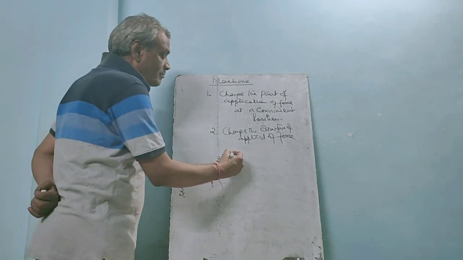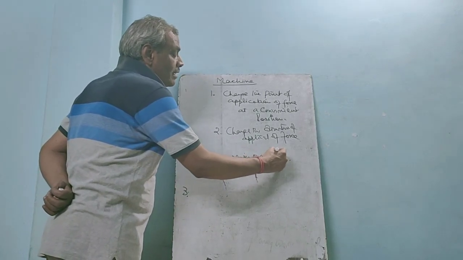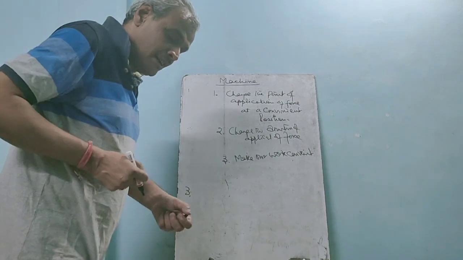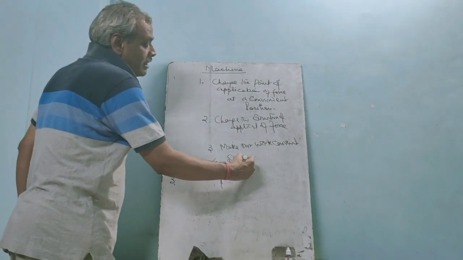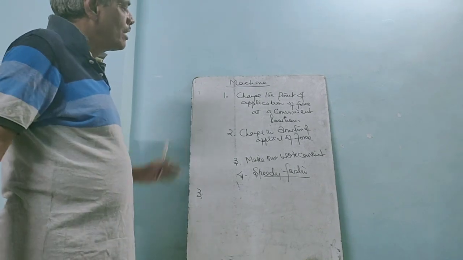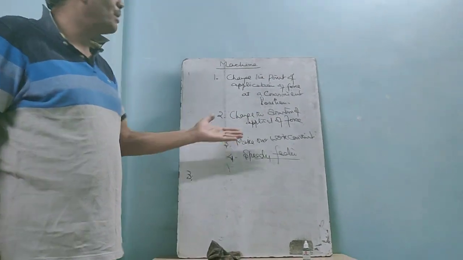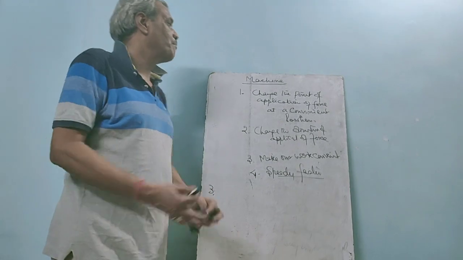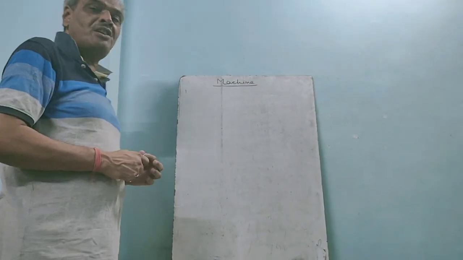Number three, it can make our work convenient. I told you, lifting a heavy stone directly is very difficult, but using a pulley, it makes our work convenient, and it makes our work speedy, faster. So a machine can change the point of application of force at our convenient position, change the direction of application of force, make our work convenient, make our work speedy. Now, so what is a machine actually?